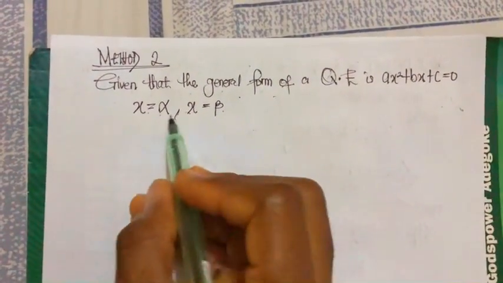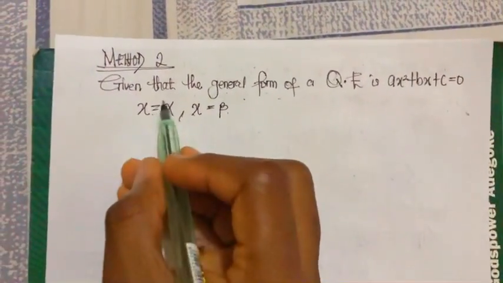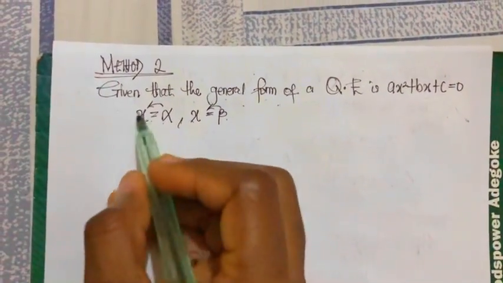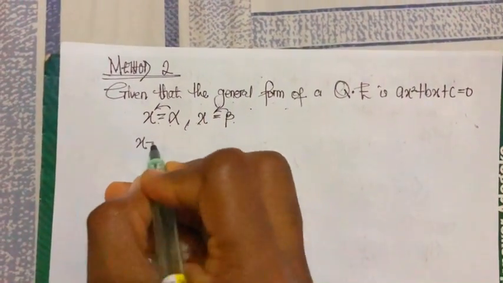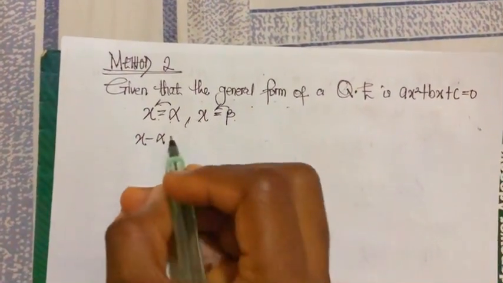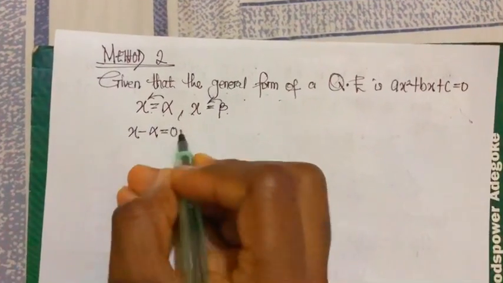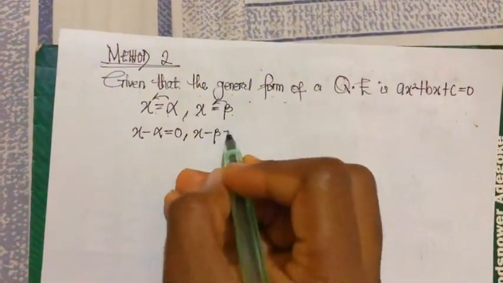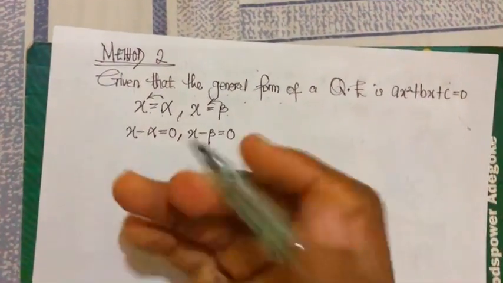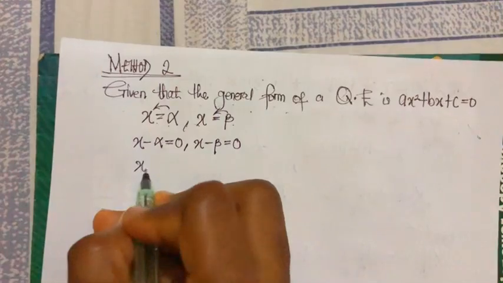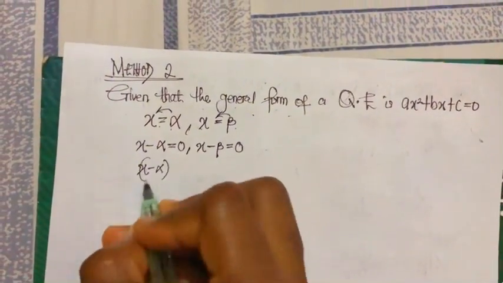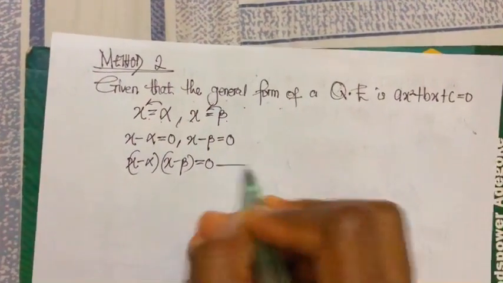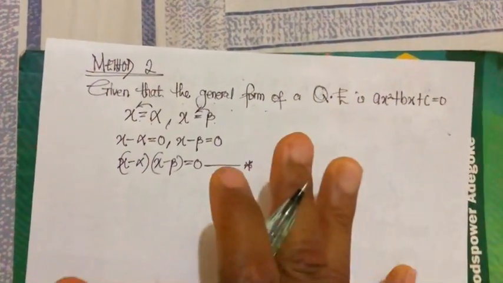However, if we recall from the factorization method, there's a way I can project this back inside to get the actual expression. So I can write this as x minus alpha, because if alpha comes inside it becomes negative, then nothing will be left and it becomes 0. Similarly, x minus beta equals 0. Now I can bring the two of them together: x minus alpha and x minus beta equals 0. Let's asterisk this expression over here.